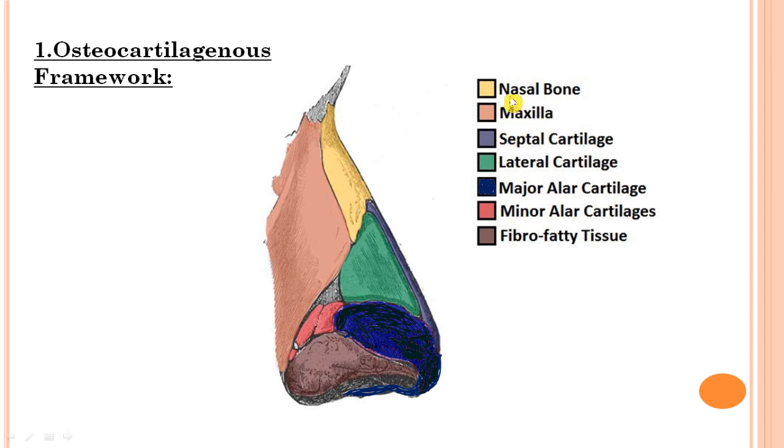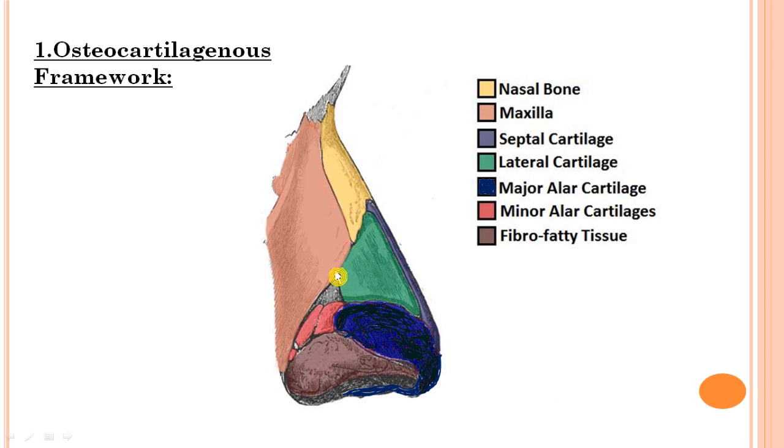Now here we have the nasal bones, two nasal bones basically, one on each side, and they meet each other over here with the frontal bone, and they form the nasion that I was talking about in the previous slide. So this is the region of the nasion where the sutures of the two nasal bones and the frontal bone meet one another. Here is your maxilla, so maxilla and nasal bone form your bony part.